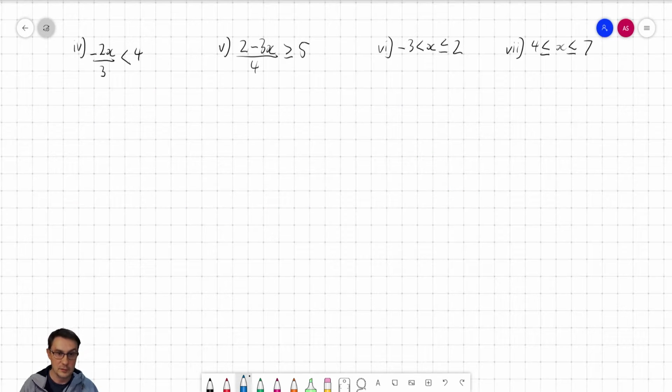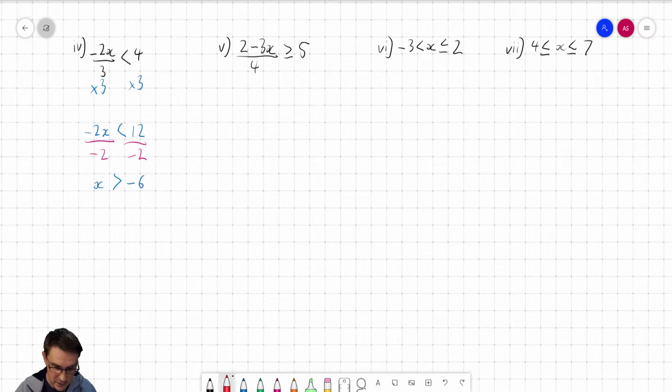Okay, we've got some more examples to work through. In this first one, we've got to just use our algebraic processes. We're going to multiply both sides by 3. As we do that, we have -2x is going to be less than 12. We then need to divide by -2 on both sides. Remember, when we're dividing by a negative, that's going to change the direction of the sign. So it's now going to be x is greater than -6, because that direction has changed.